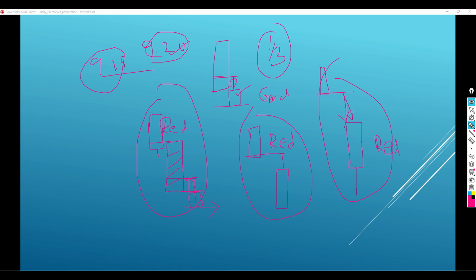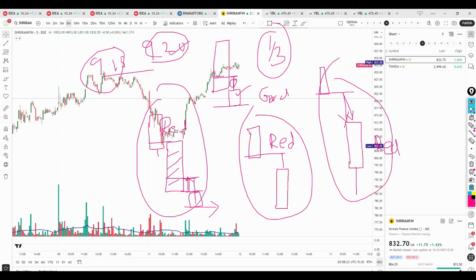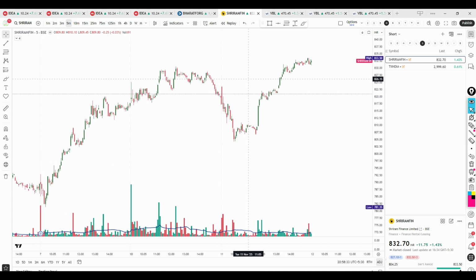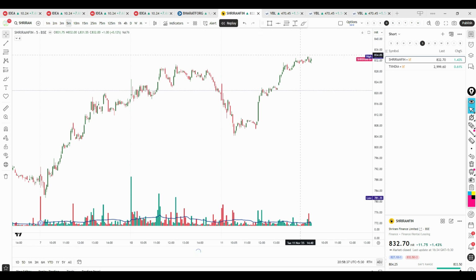Okay, taking it to the real time market. This is my watch list stock. These are my two watch list stocks today. I added them to the watch list. I told you, right? Let me remove all these things.